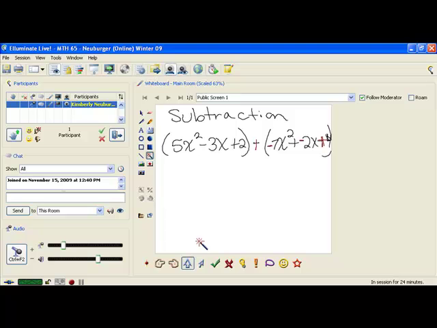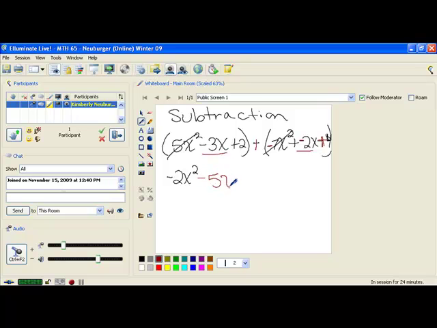Let's use the crossing out method this time. Our highest exponent happens to be an x squared. I have a 5x squared here and a negative 7x squared there. When I combine those, I get a negative 2x squared. Then I cross those out and look for my next highest exponent, which is x to the first power. I have a negative 3x here and a negative 2x there. Let's combine these two, and that will give me a negative 5x, and then cross them out.